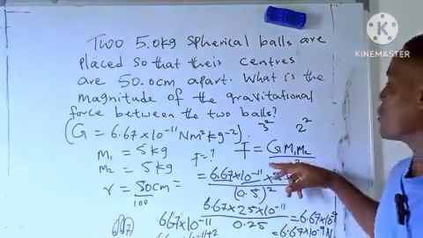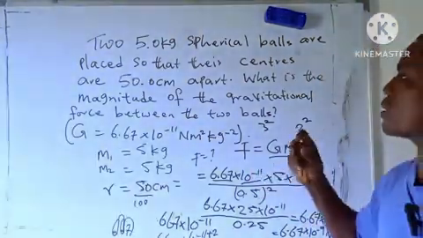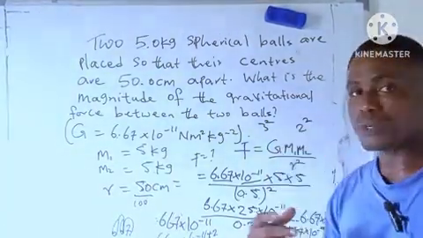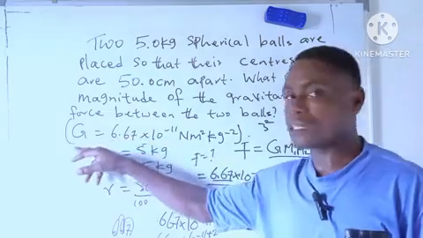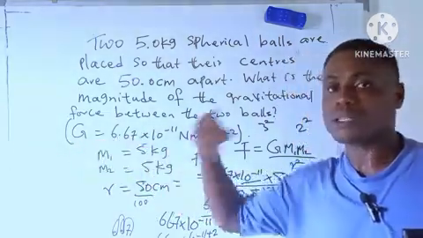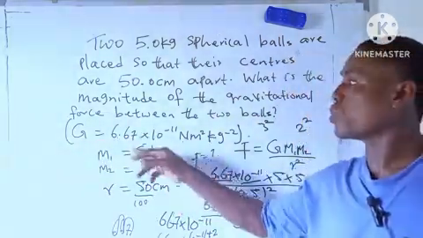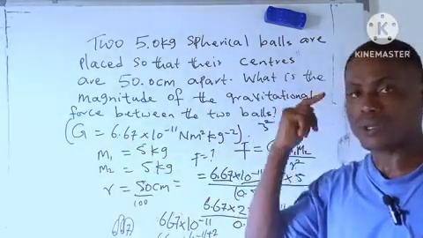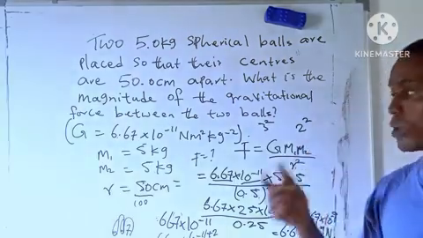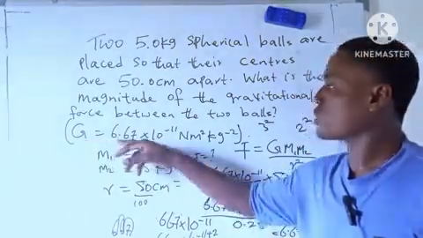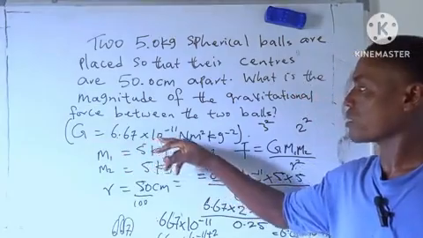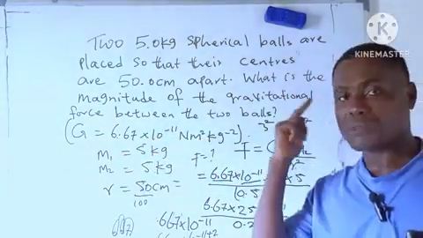So when making use of this formula, take note that in most of the questions you might not be given the value of G. So it's best for you to provide the value of G. Make sure you put this value in your head. So the value of G is what? 6.67 times 10 raised to minus 11. Let it be in your head.